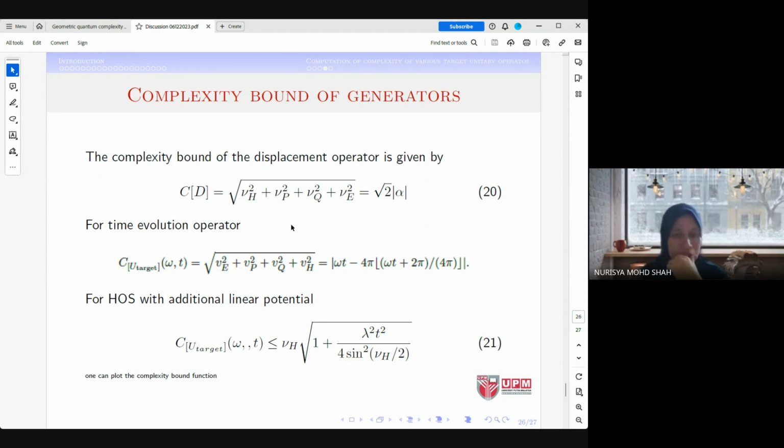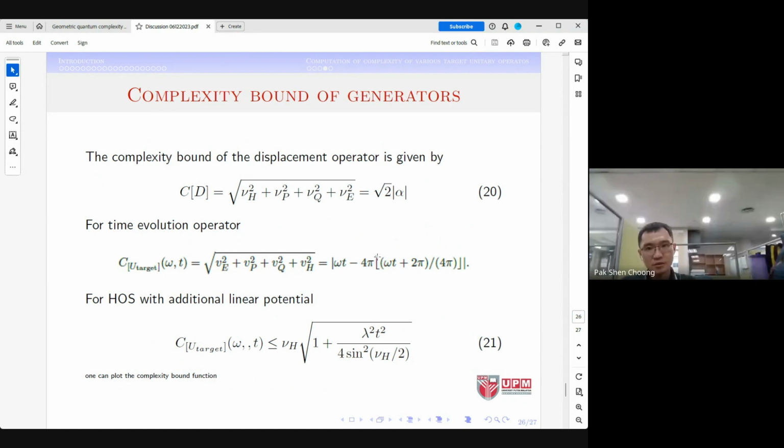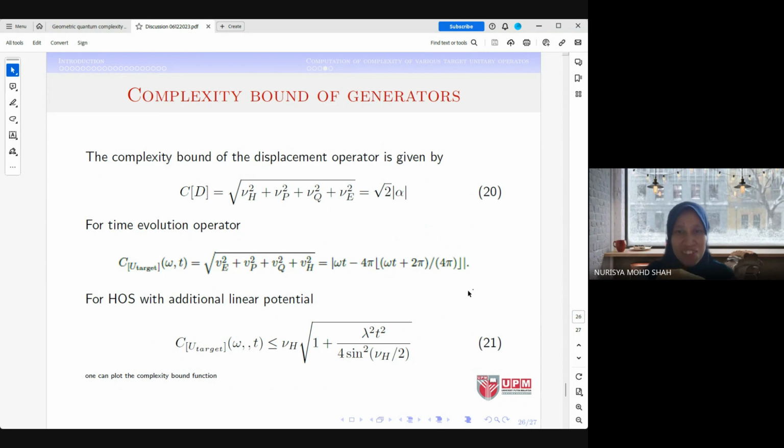So you have for time evolution with respect to two variables. Can I ask someone what these notations are? I think it's a flow function. Okay, flow functions, all right. And then for the harmonic oscillator group with additional linear potentials, you have an inequality with respect to the complexity bound. Sorry, I missed out, I should have lambda here. There's a typo. This one is with respect to three variables, okay?